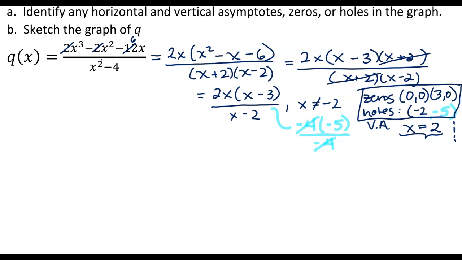Okay, for our global behavior, we're going to have to do a little bit more work. So we want the global stuff as well. And basically, now that I've simplified, I can see that I still have something that looks like a rational function. It's still a fraction, and the numerator is still bigger than the denominator. So I'm expecting a slant asymptote here. Specifically, the numerator is quadratic and the denominator is first degree. So that being 1 degree apart is what tells me it'll be a slant.